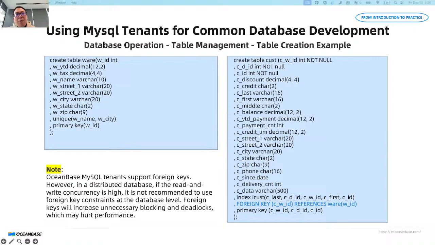Next is an example of how to create a table. We need to note that OceanBase MySQL tenants support foreign keys. However, in a distributed database, if the read and write concurrency is high, it's not recommended to use foreign key constraints at the database level. Foreign keys will increase unnecessary blocking and deadlocks, which may hurt performance.